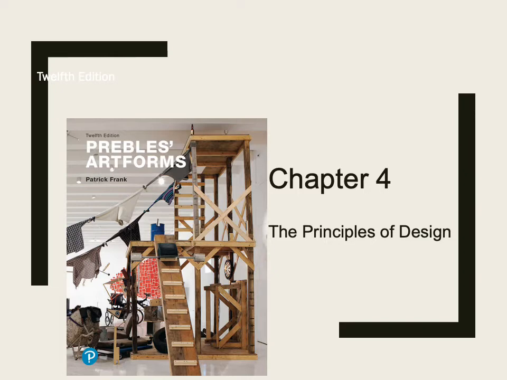Chapter 4 is about the principles of design. In chapter 3, we discussed the elements of art. Elements of art were our notes for music. They were our words for sentences and the tools that we were using to create art, like color, line, shapes, form, texture, and light.